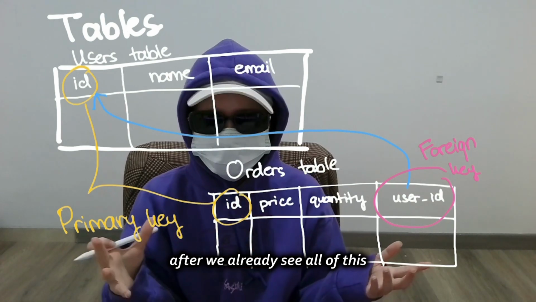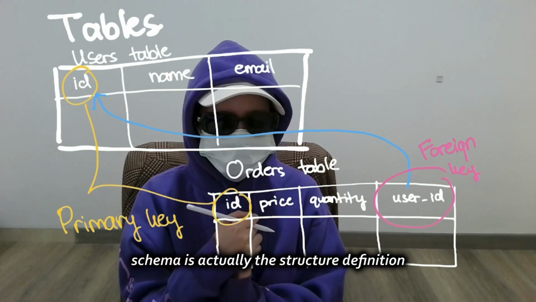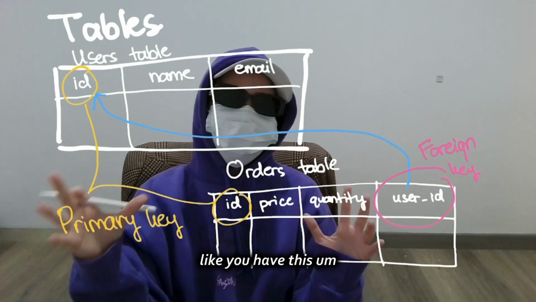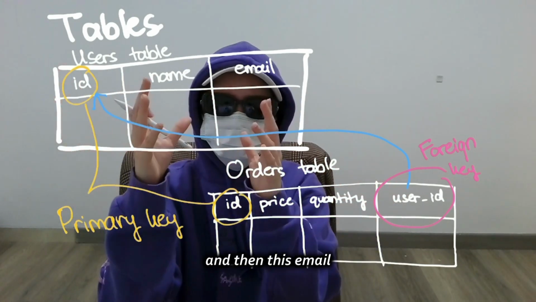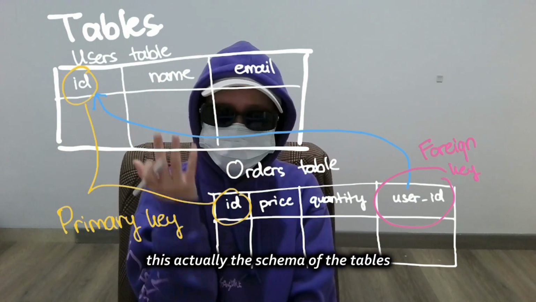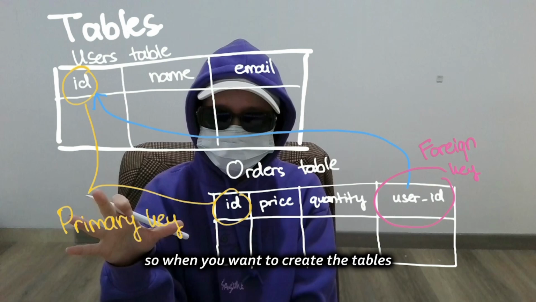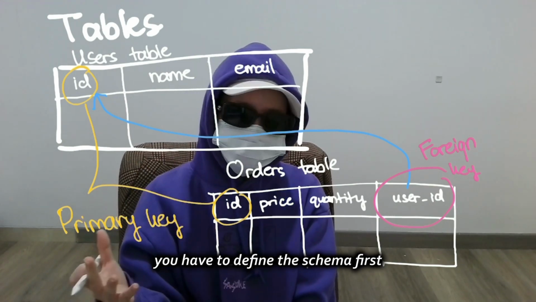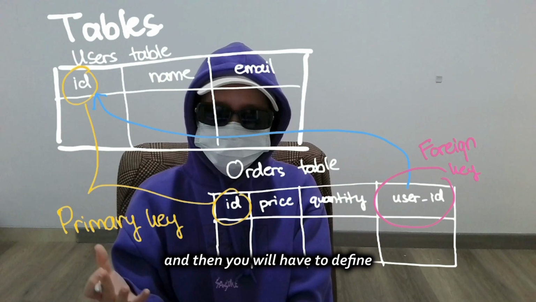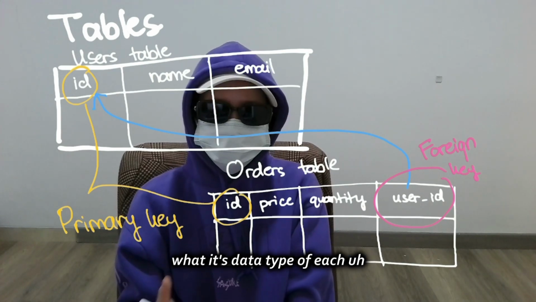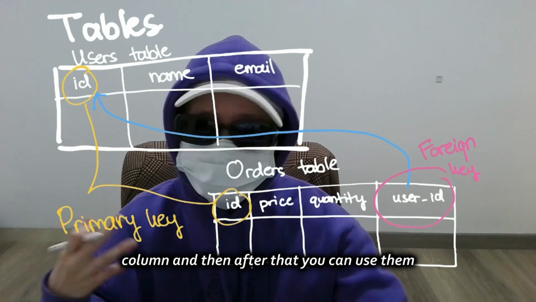After we already see all of this, we must not forget about the schema. Schema is actually the structure definition. Like you have this ID and then this name and then this email. This is actually the schema of the table. So when you want to create the table, you have to define the schema first, for which you can use CREATE TABLE, and then you have to define the data type of each column, and after that you can use them.